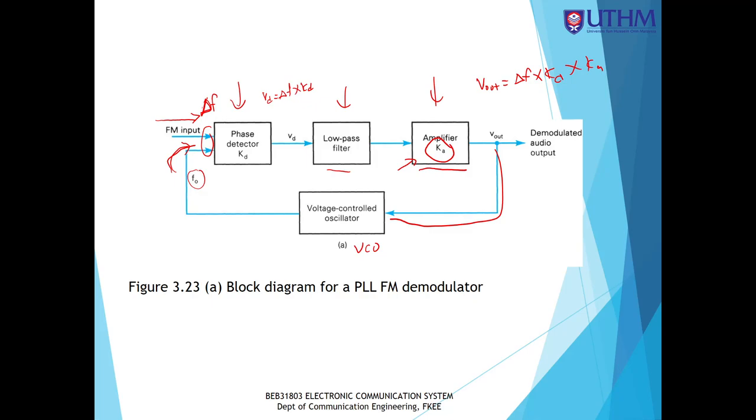What we call is a voltage error. So perubahan frequency ini mengakibatkan perubahan voltage. It will produce an error voltage, or what we call as a VD. So VD shows the difference in terms of voltage. Okay. So this is in general how the PLL works.